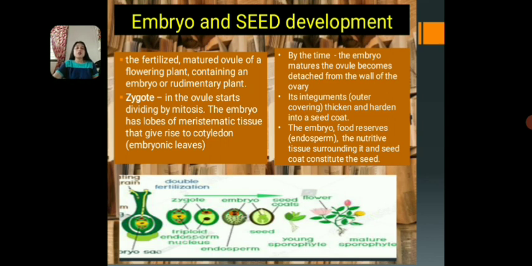The embryo has lobes of meristematic tissue that give rise to cotyledons, or the embryonic leaves. So by the time the embryo matures, the ovule becomes detached from the walls of the ovary. Its integuments, or the outer covering, harden into a seed coat. So the embryo's food reserves, or the endosperm, that nutritive tissue surrounding it, could constitute the seed.